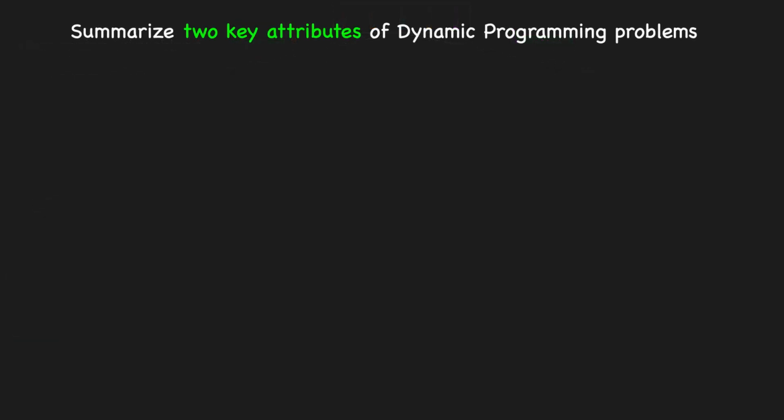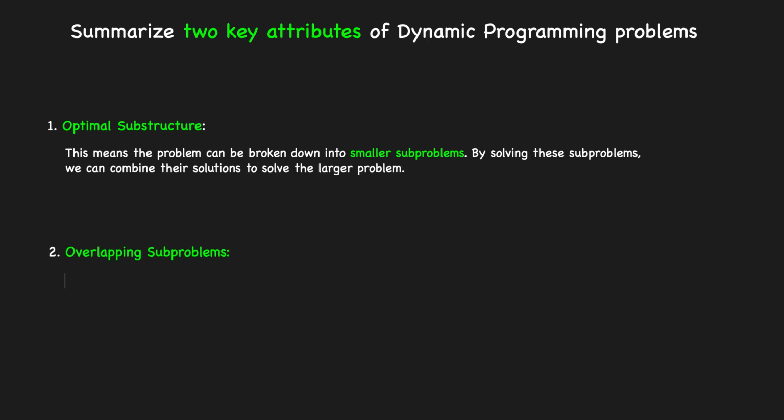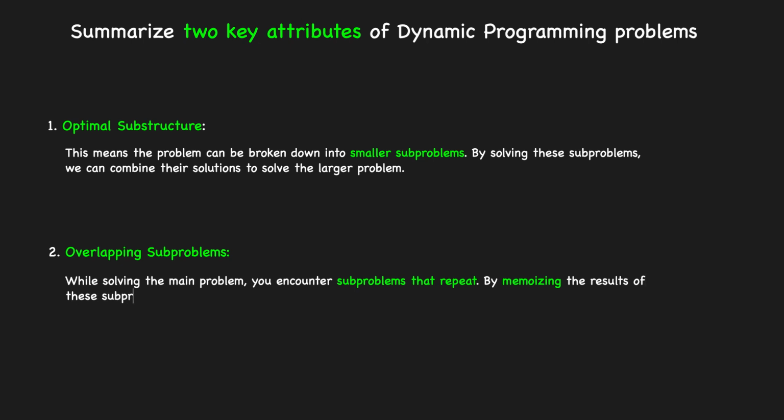Let's now summarize the two key attributes of dynamic programming problems. The first one is the optimal substructure. So what this means is that the problem can be broken down into smaller subproblems. By solving these subproblems, we can combine their solutions to solve the larger problem. And the second one is the overlapping subproblems. While solving the main problem, you encounter subproblems that repeat. By memoizing the results of these subproblems, you can save computing resources and improve runtime efficiency.